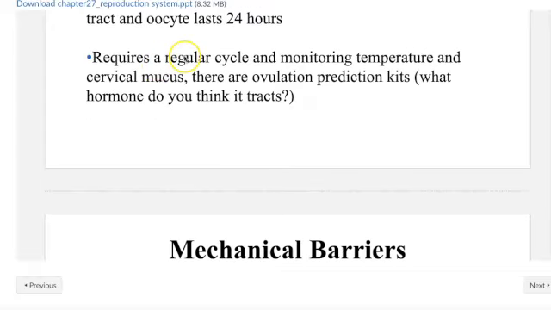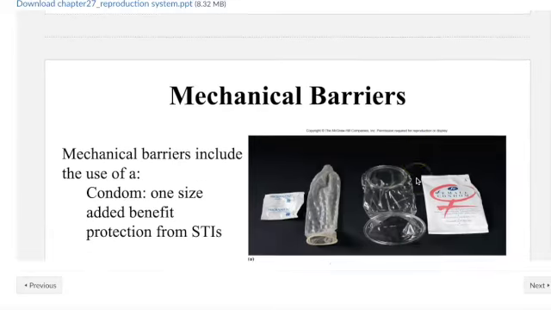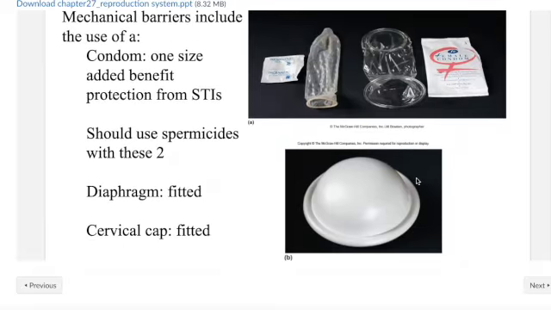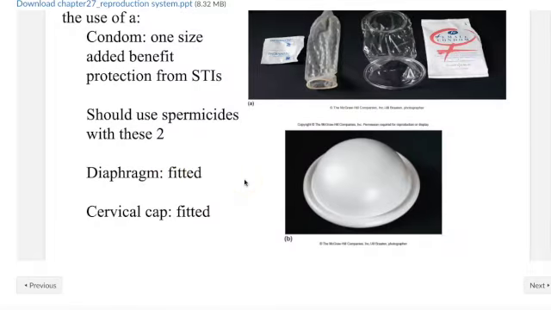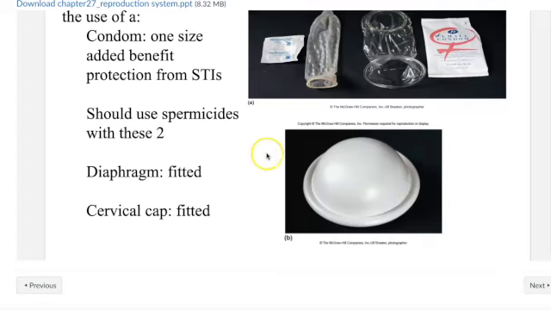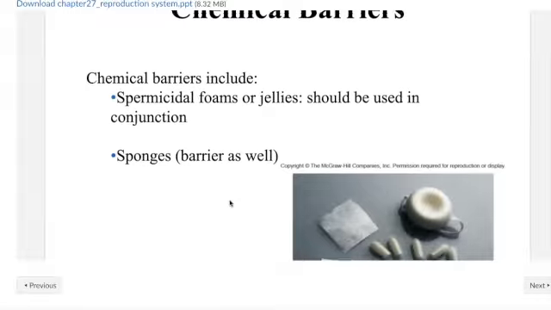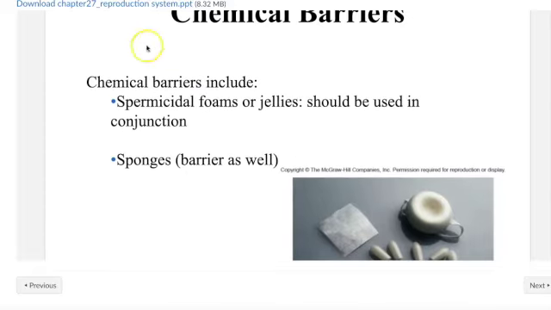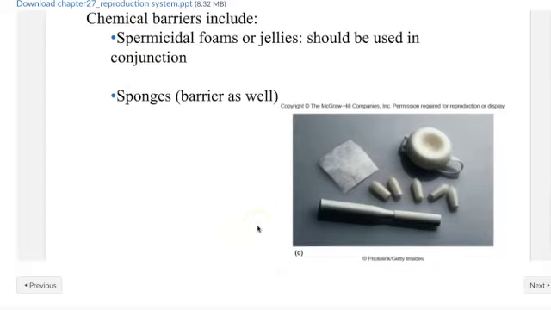You also need to have a regular cycle and monitor your temperature, as your temperature will rise. Now there are mechanical barriers, including condoms, so a condom would also be a physical barrier. You can use spermicide, a diaphragm, and a cervical cap. So these are all mechanical or physical barriers. There are chemical barriers, spermicidal foam and sponges.